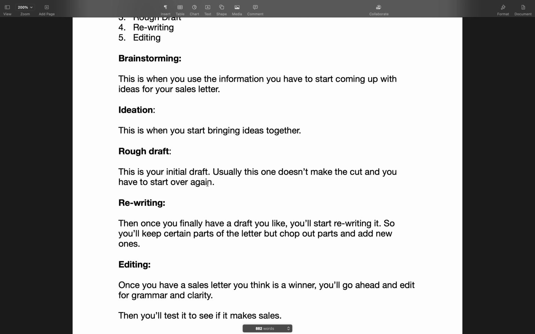The last piece. So once you have a sales letter that you really think is a winner, you're going to go ahead and edit for grammar and clarity, and then you're going to test it to see if it makes sales, right? And when you're in the editing phase, by the way, or really the rewriting phase, you're going to start calling your friends. You're going to start calling the target market. You're going to start calling your mom and reading her your letter and seeing how it's going over, right? You want to get a live audience in front of it.